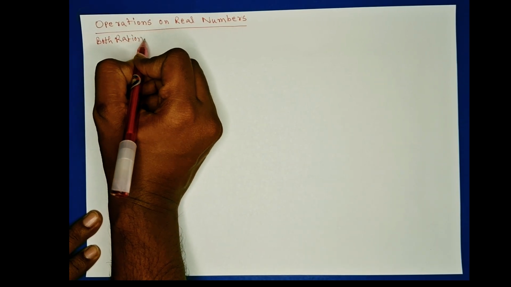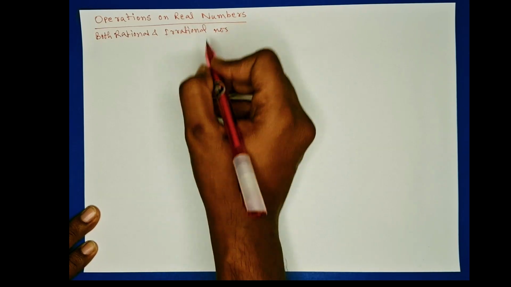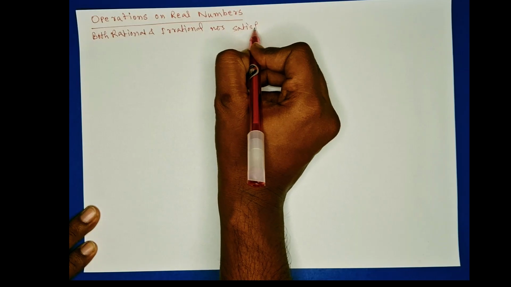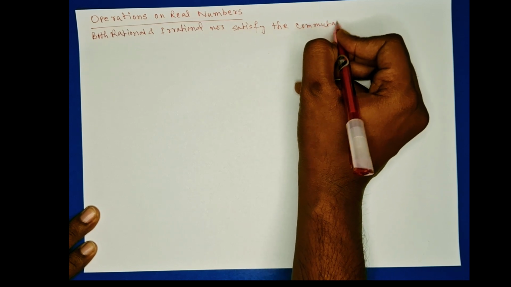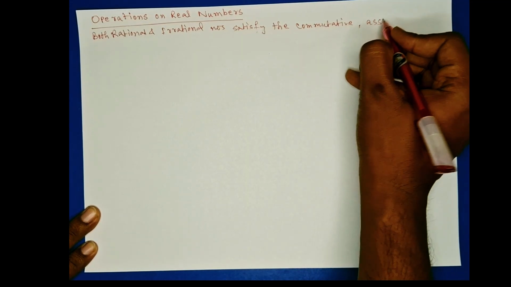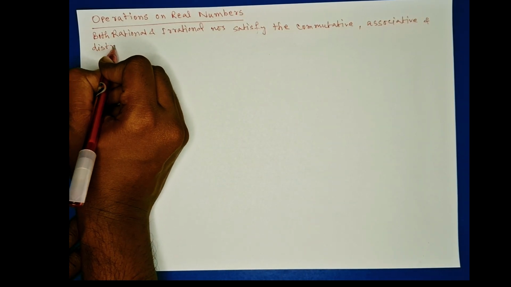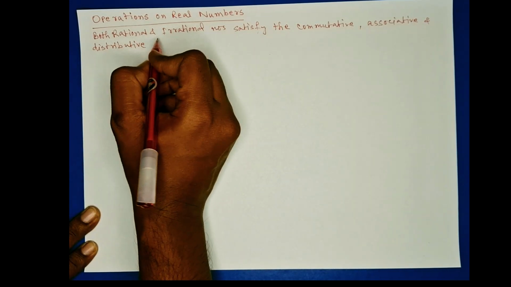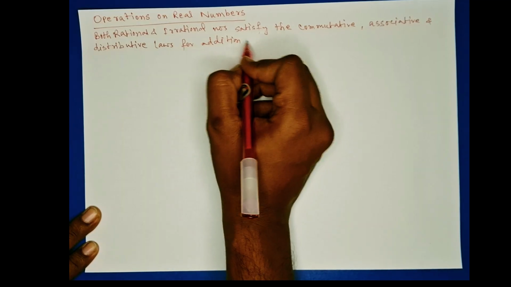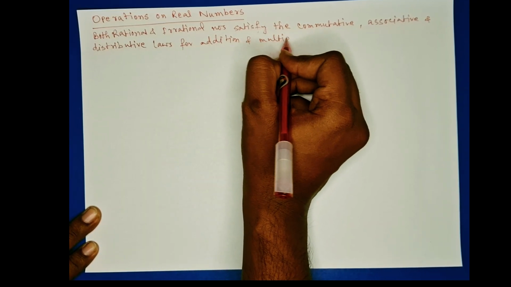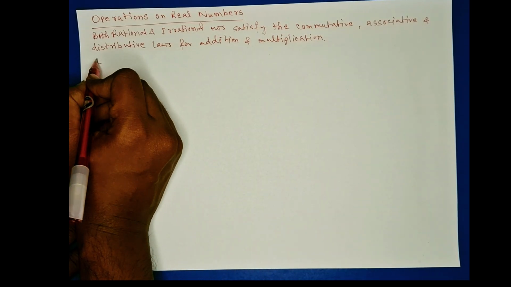Both rational and irrational numbers satisfy the commutative, associative, and distributive laws for addition and multiplication. Let us understand this with an example.